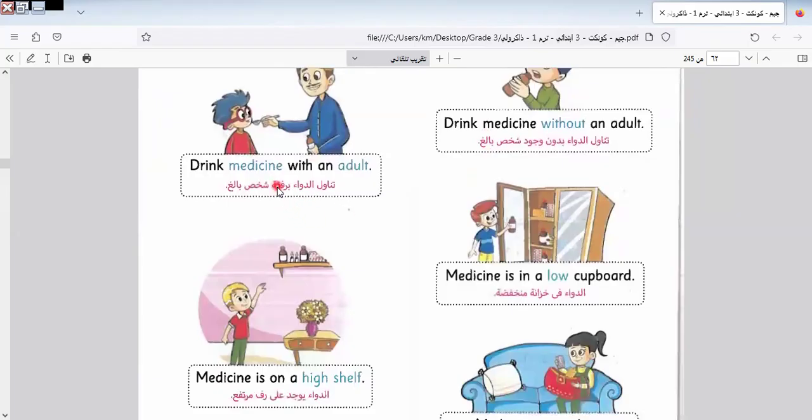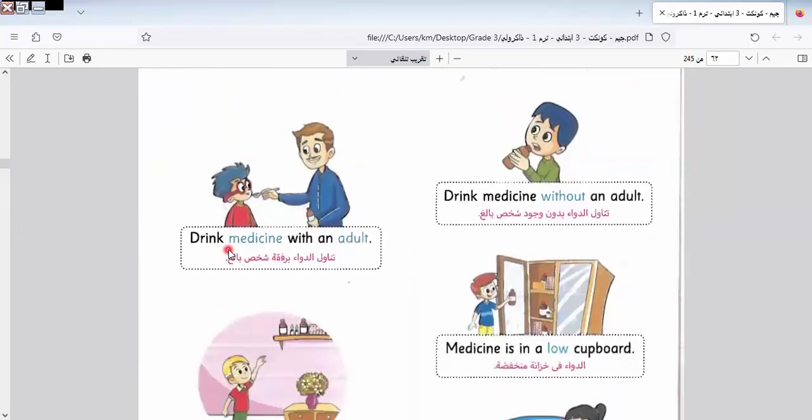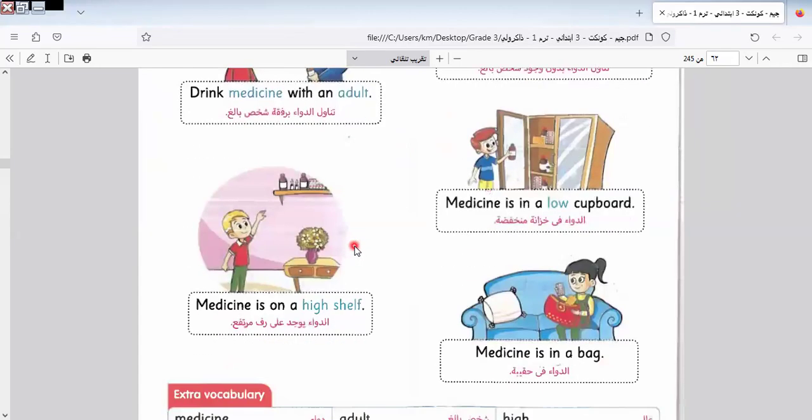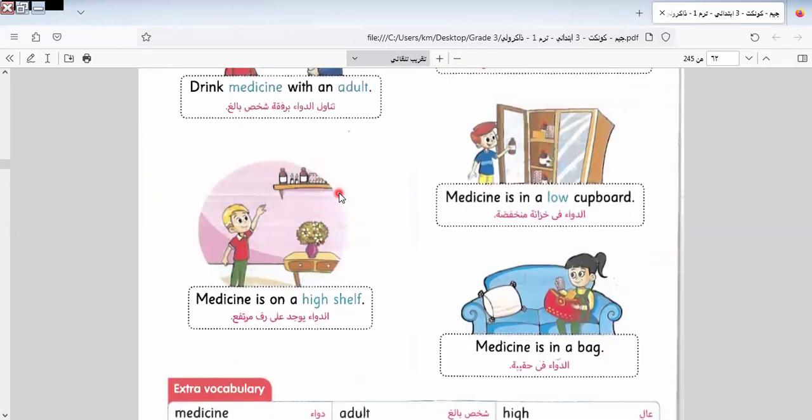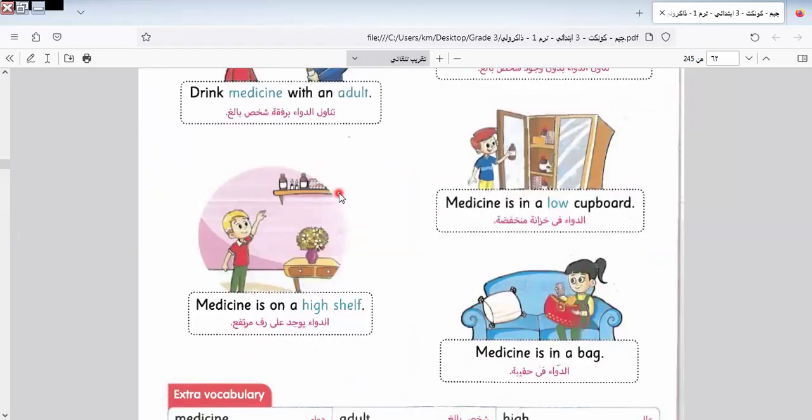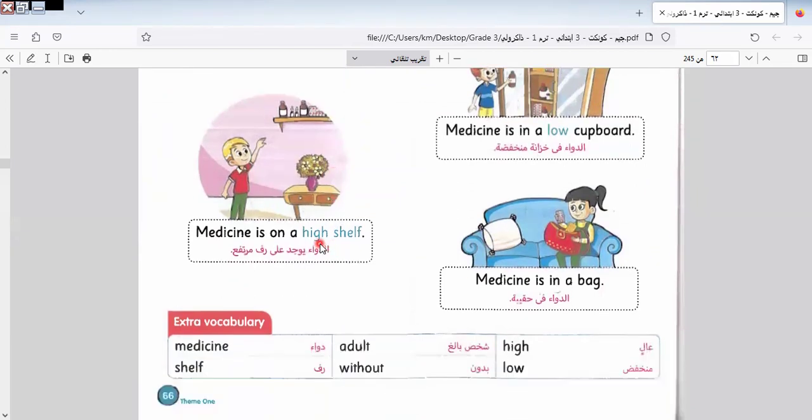The first step in taking medicine safely: drink medicine with an adult, like this. Father or mother give you medicine. Medicine is on a high shelf, because if it was on a low shelf, you could take it, and this is harmful for you if we take it without writing from the doctor, or without taking the advice from the doctor to take this medicine. So here medicine is on a high shelf, which is very safe.